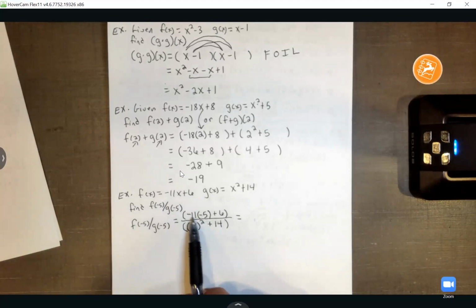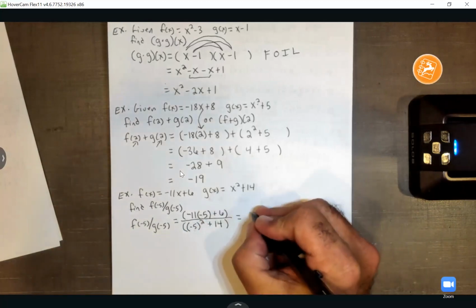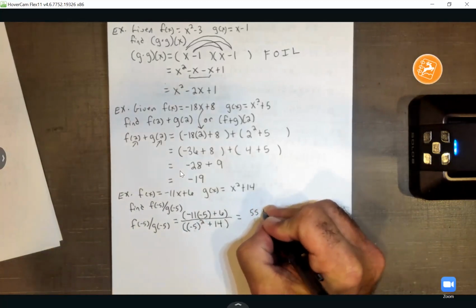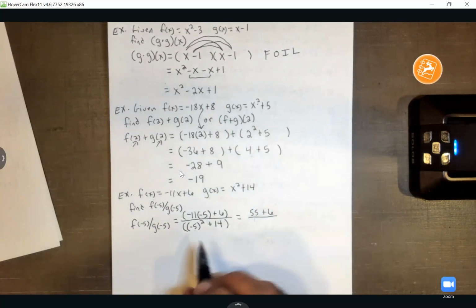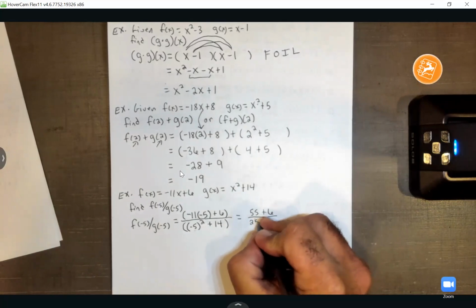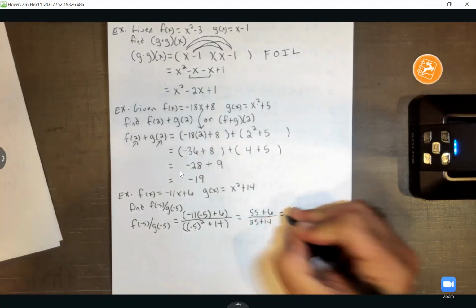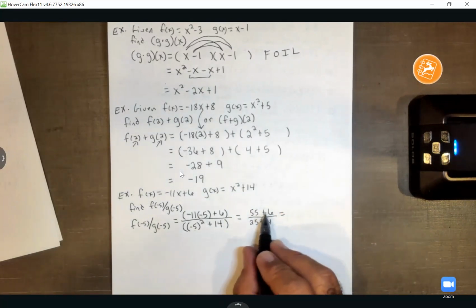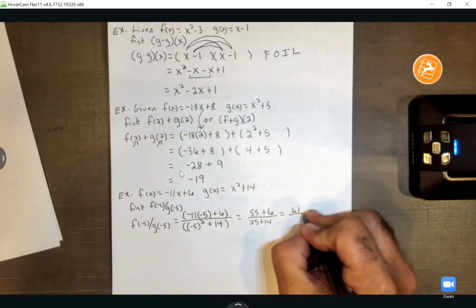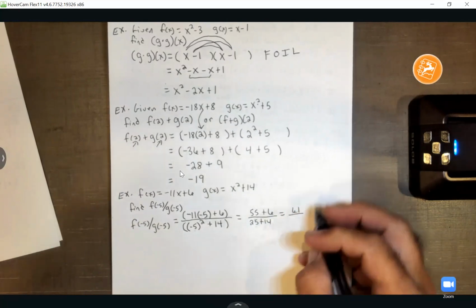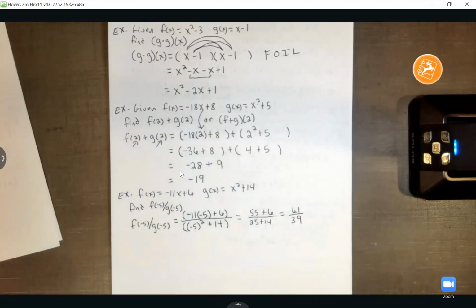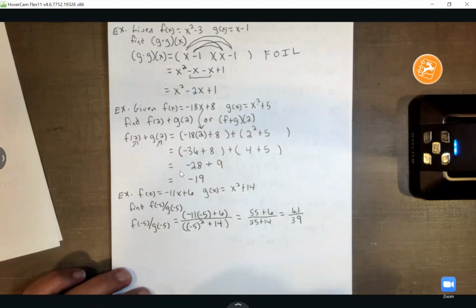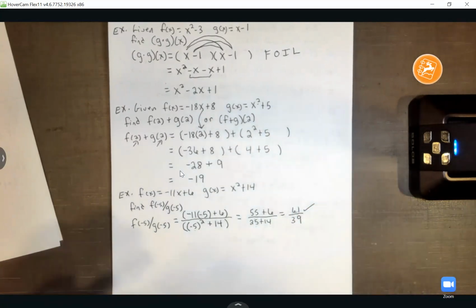So here we go. Negative 11 times negative 5 gave you a 55, plus 6 on top. Negative 5 squared is 25, so that gives you 25 plus 14. They added the top, that gave me my 61. And then the 25 and 14 gave me my 39. And we know that's not reducing because it didn't reduce when we did it on the calculator. So final answer.